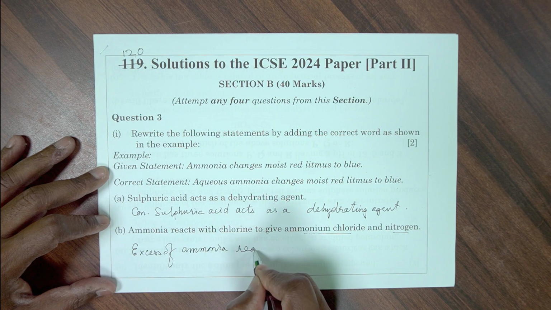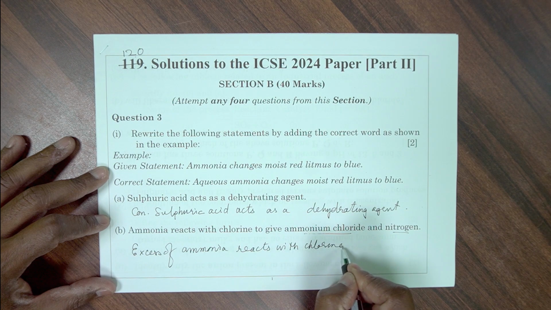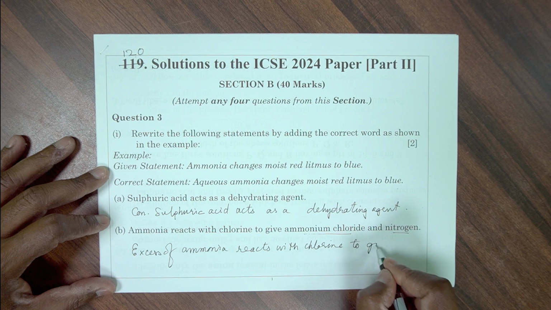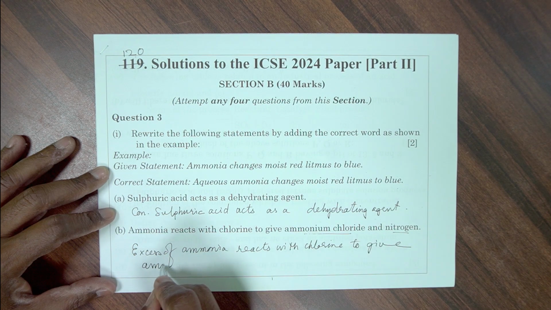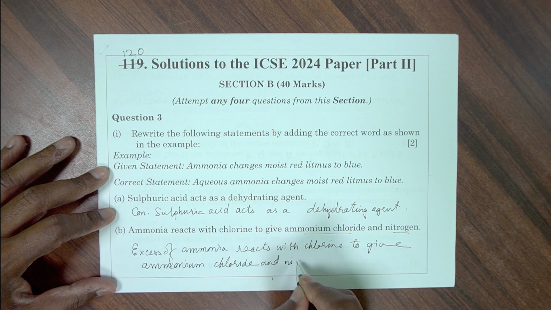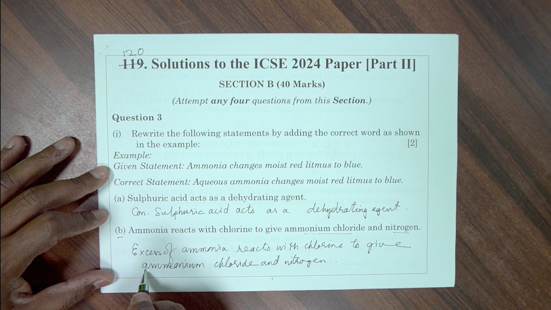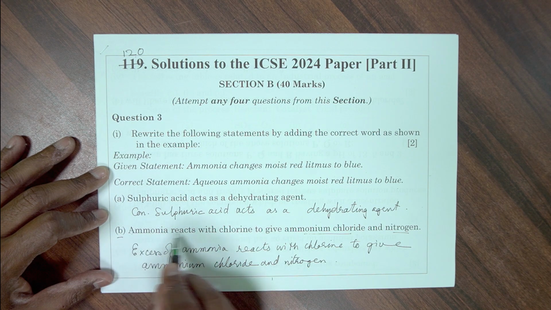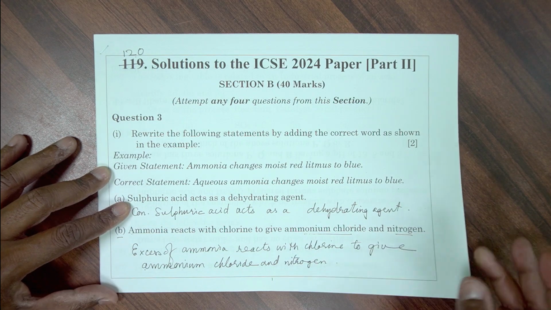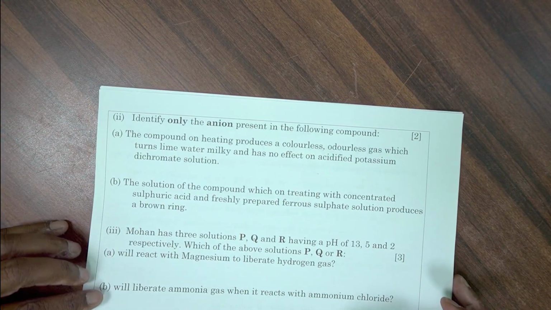Excess of ammonia reacts with chlorine to give ammonium chloride and nitrogen. Okay, now you will write the question number and this rewritten statement. You will not write this question, no need of writing that. So write only the corrected statement. Okay, let's go to the next part of the question, that is second part.